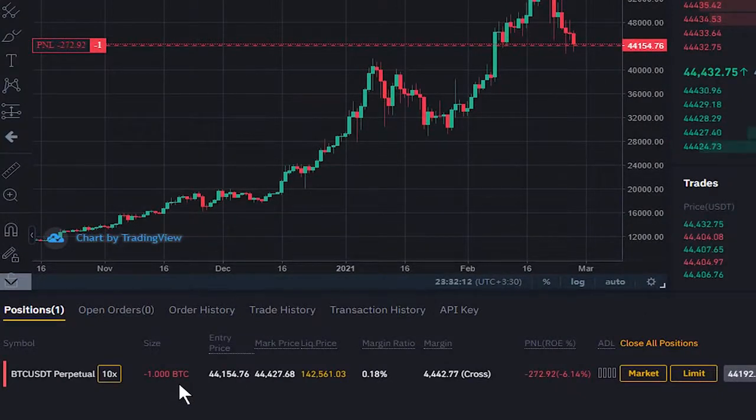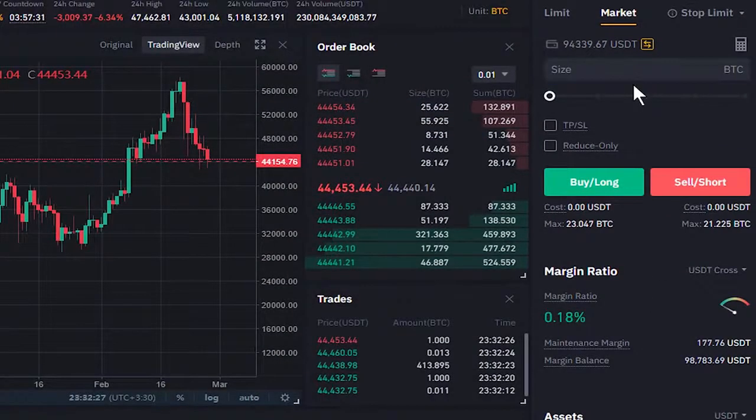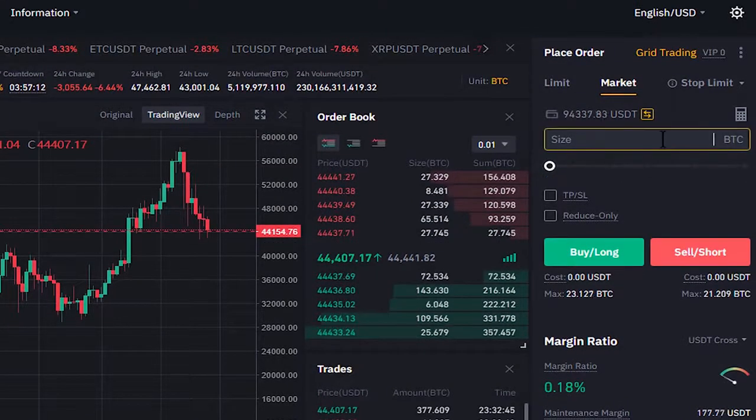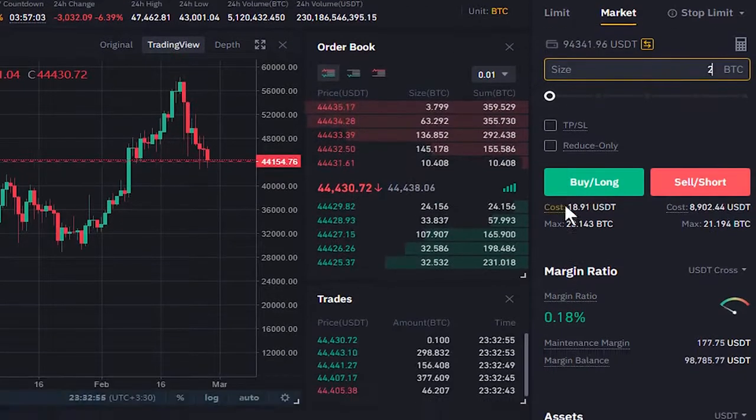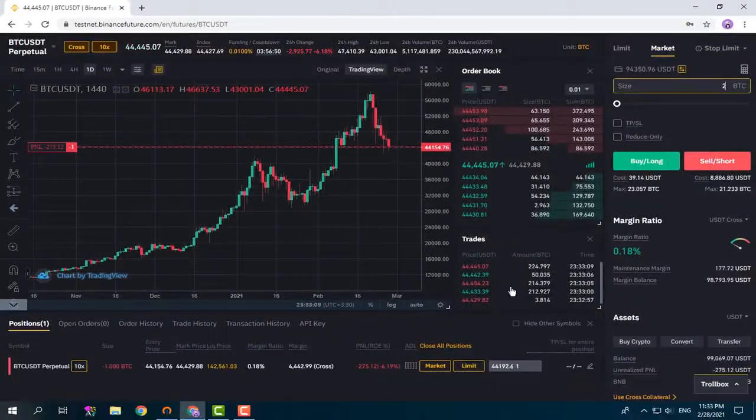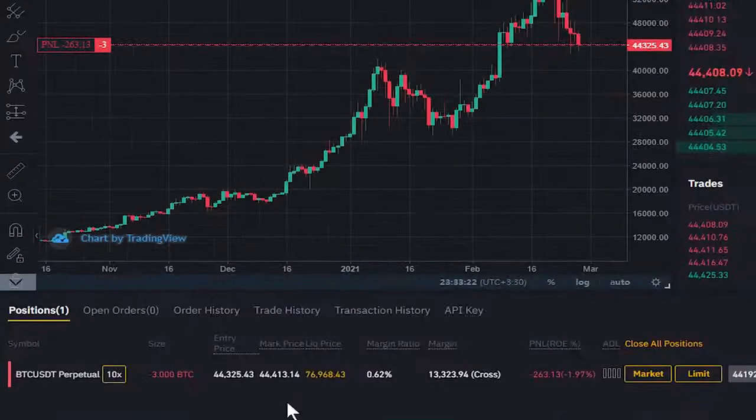In fact, I close half of my position and the other half is still open. And I can also add to this position and increase the size of this position. Again, I use market order to illustrate this. For example, consider I want to add 2 Bitcoins. Here I enter 2. Because it's a short position and we want to add to this position and increase its size, we must go short. I click on sell, and now as you can see we have 3 Bitcoins in this position.